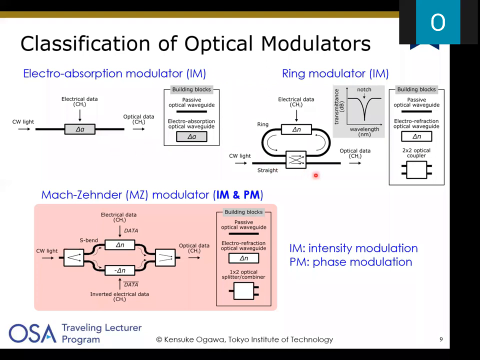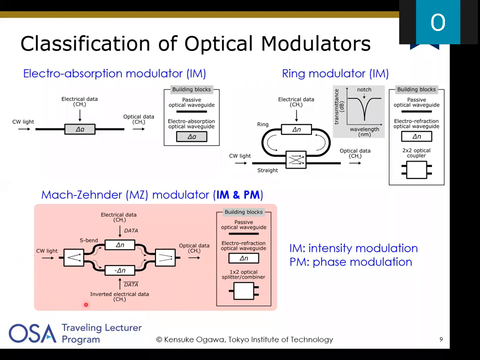The other one in intensity modulation is the ring modulator. The straight waveguide is connected with a waveguide ring, a micro ring, to modulate the optical signals by ring resonance. So this ring modulator has the advantage of low voltage modulation in intensity modulation schemes. And the bottom one is the Mach-Zehnder modulator, MZ modulator.